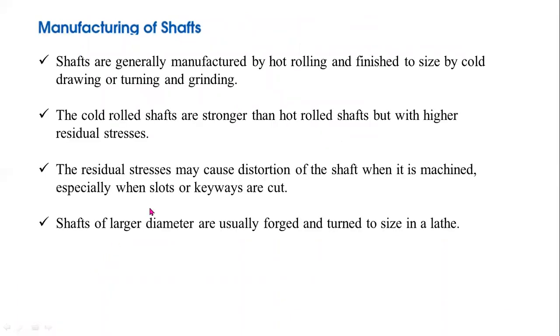Shafts are generally manufactured by hot rolling and finished to size by cold drawing or turning or grinding operations. The cold rolled shafts are stronger than the hot rolled shafts, but with higher residual stresses. The residual stresses may cause a distortion of the shaft when it is machined, especially when slots or keyways are cut. Shafts of larger diameter are usually forged and turned to size in a lathe.